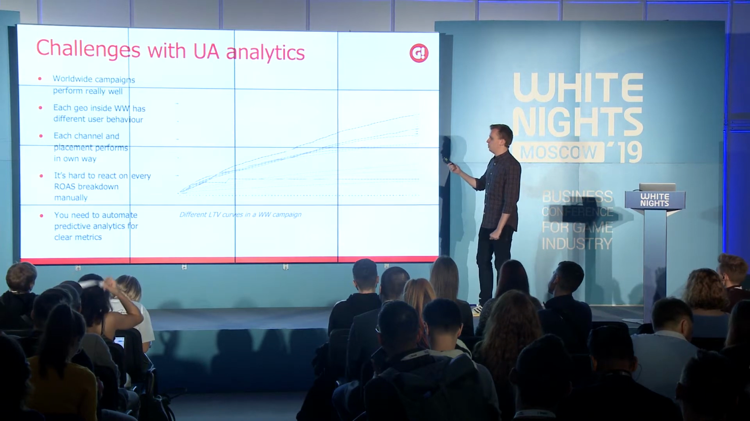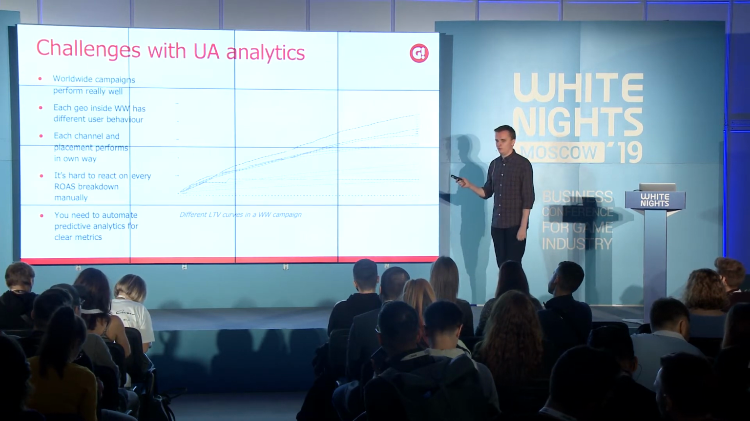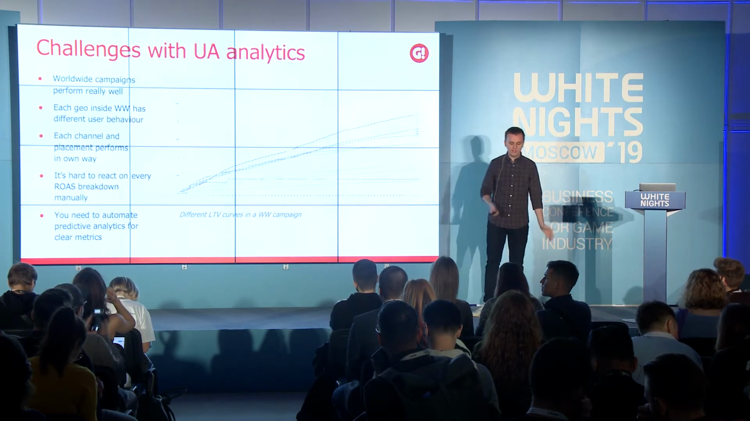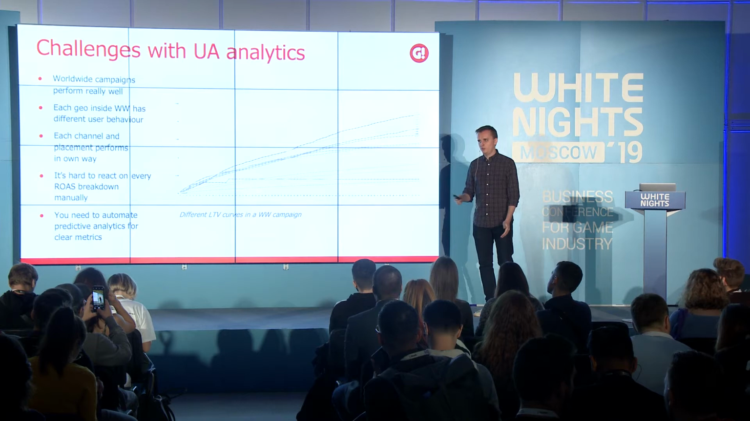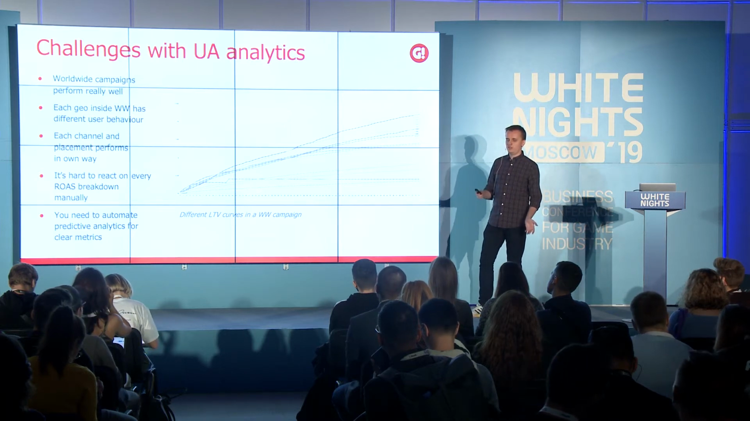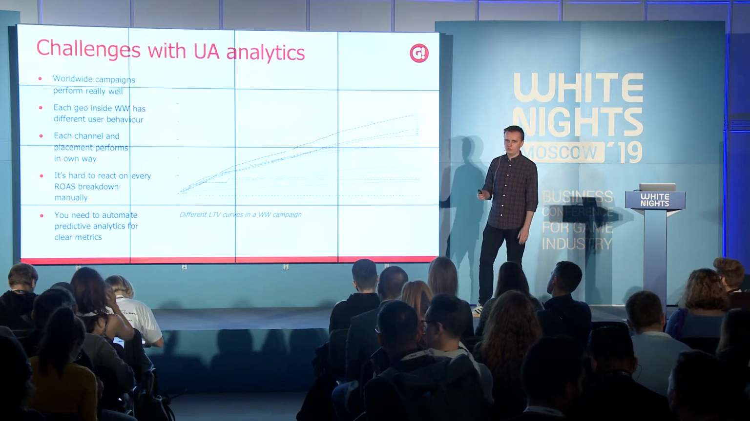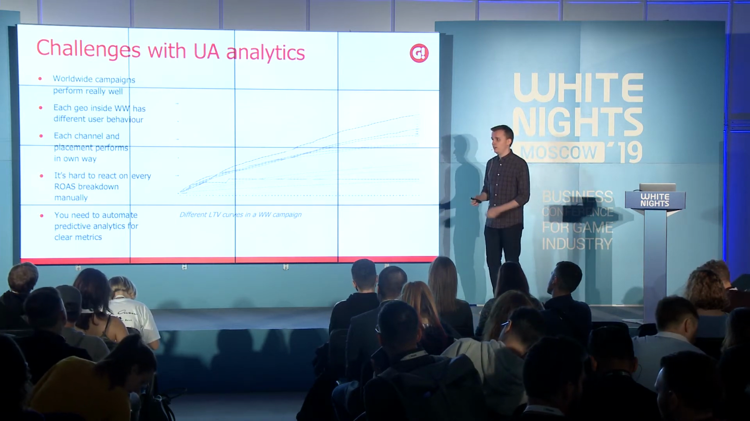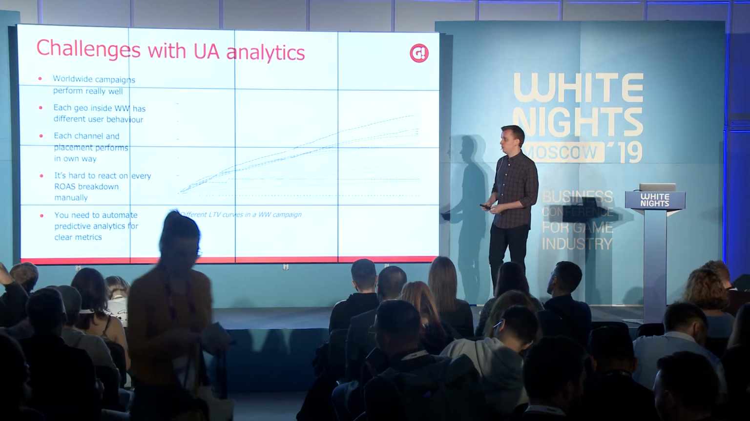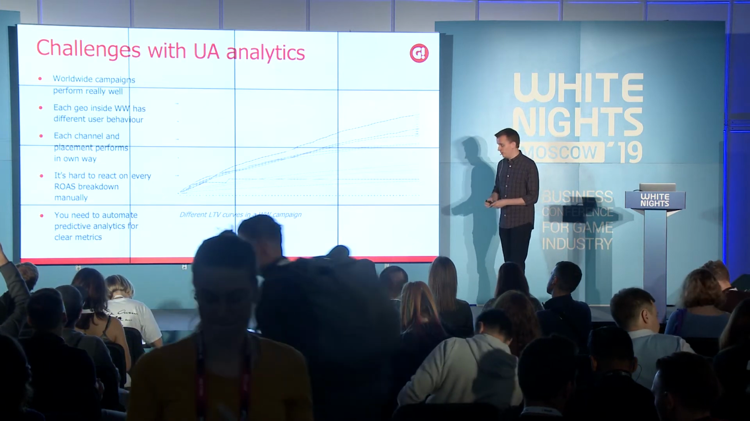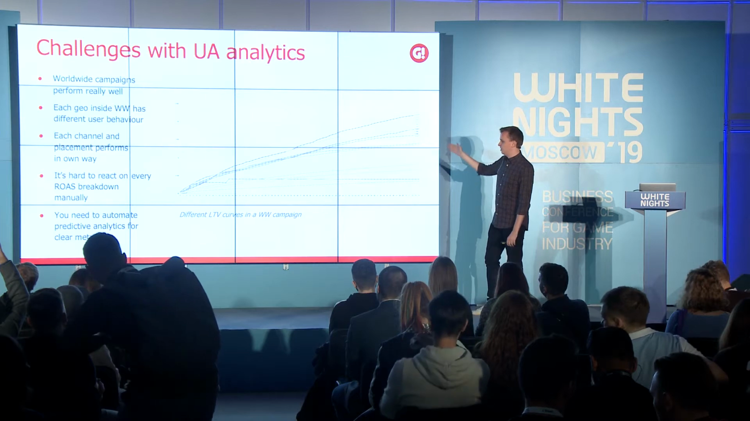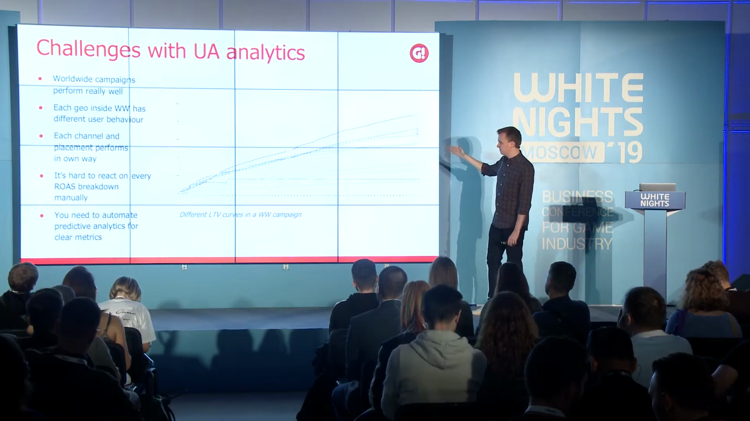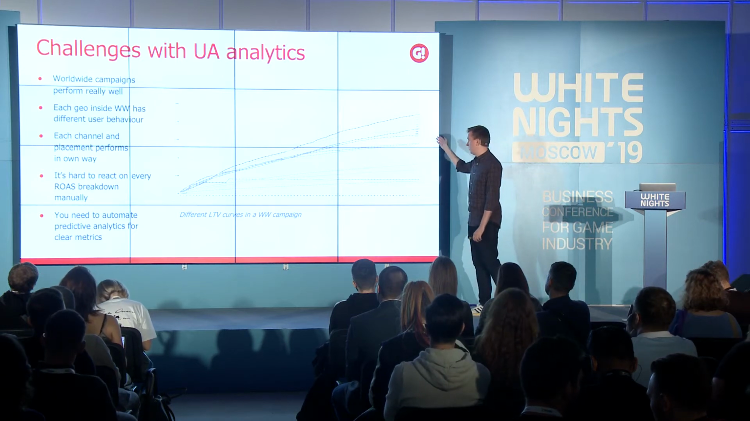Let me show you some regular problems that UA managers face when trying to figure out how efficient your campaign is. Performance marketing companies like Google say that your algorithm can learn better if they have more data. So worldwide campaigns perform really well, but you can't really segment and you can't really see analytics for specific things inside, because that's one worldwide campaign, but it has a lot of LTV curves inside it.